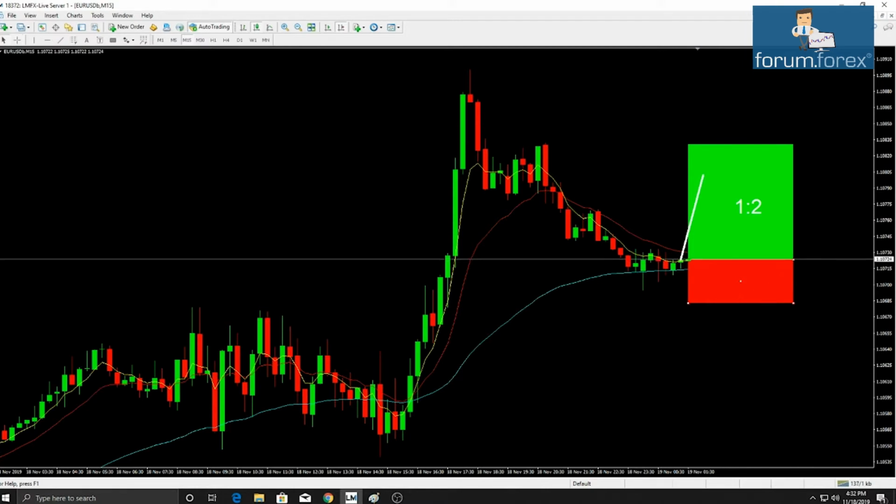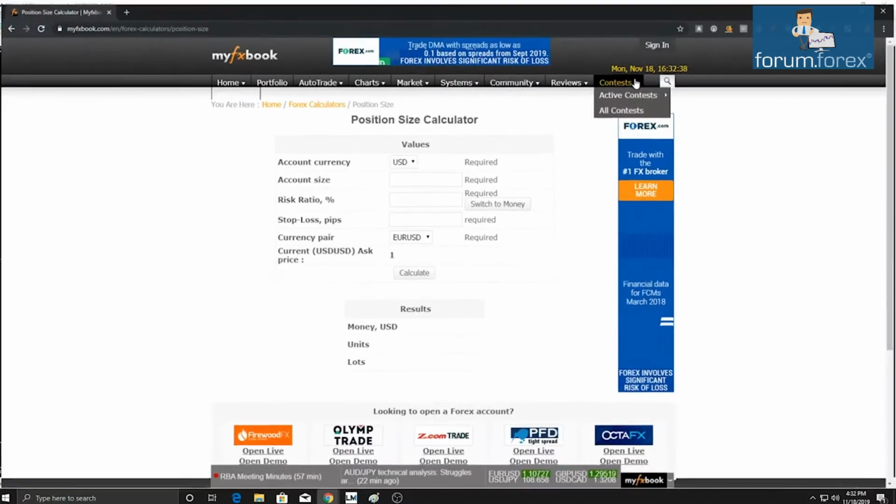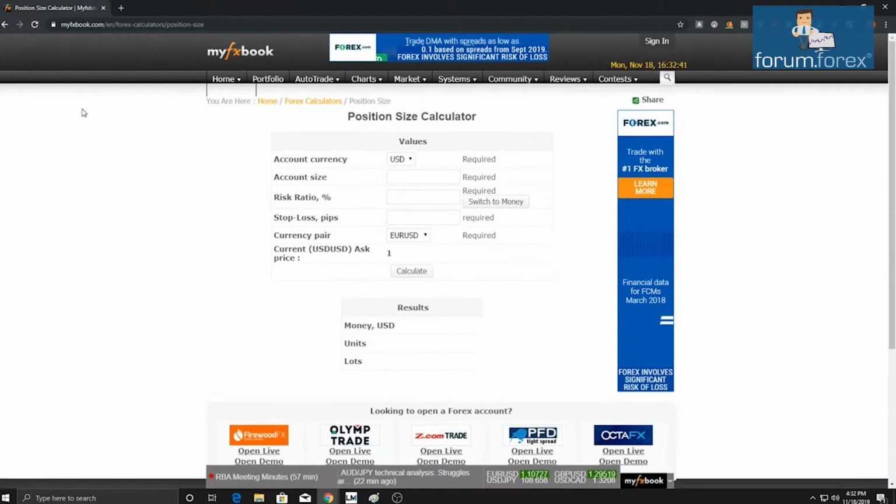So now what we're going to do is go over to this website, link in the description. This is my FX book. A lot of people use this for tracking their portfolios. We're going to use it today for a Forex position size calculator. Again, this can be found on Google, but I'm going to put the link in the description for you. So click that link, open it up with me now, and pretend your risk is 4 pips.